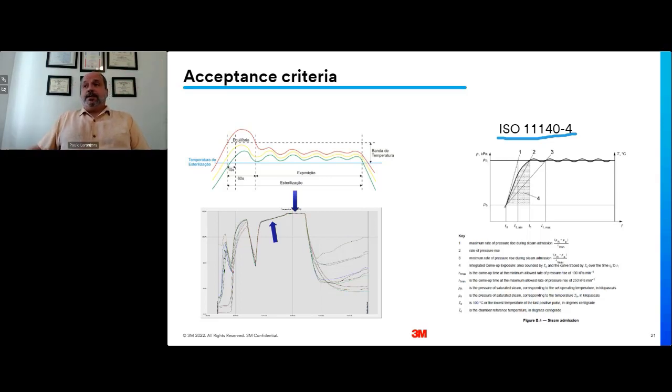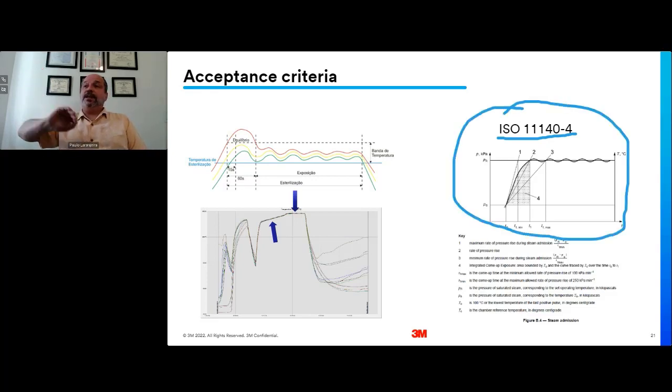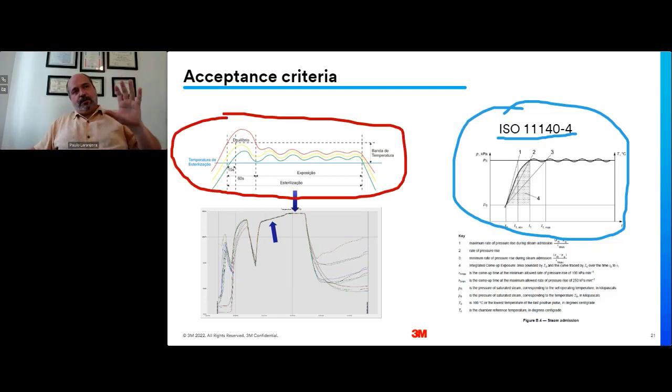So if you compare the reason, here we have the standard for the void deck, which has a very specific come up curve where they are tested. And then if you look into the standard used for equipment qualification, that standard only looks at the exposure phase. This is the exposure phase. It does not look into the come up curve.